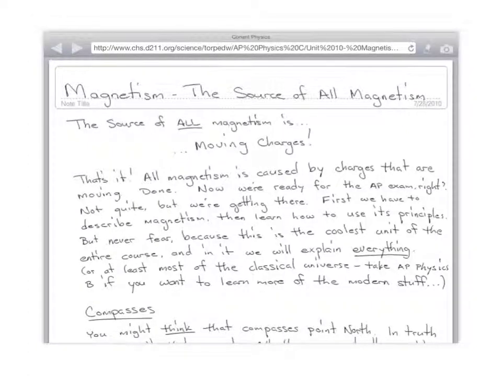All right, so today we're starting a new unit. This is the last unit of the year, magnetism. So the first question I have for you is, up on the board I have a picture of a coil and a bar magnet. What's the difference between the two?